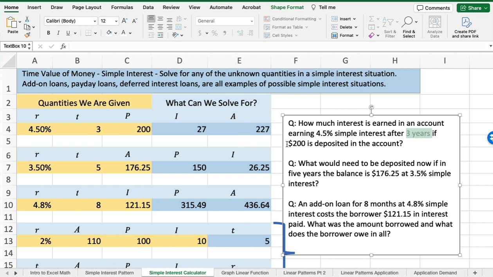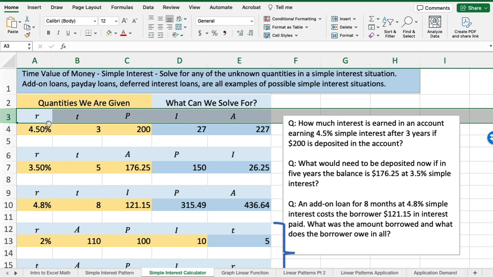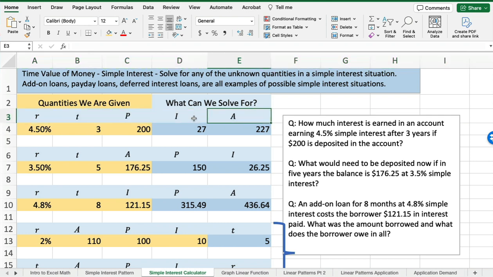And then when it says $200 is deposited, the word deposited is our clue. That means that that is the principal. So when you know what the deposit amount is, or in a loan situation, the amount that's borrowed, that is the capital P. So I've set up my spreadsheet over here on the left with little r, little t, and capital P as the quantities that we are given. And so the things that we can solve for are interest and also the future value, the accumulated value. So we could actually solve for either of those.